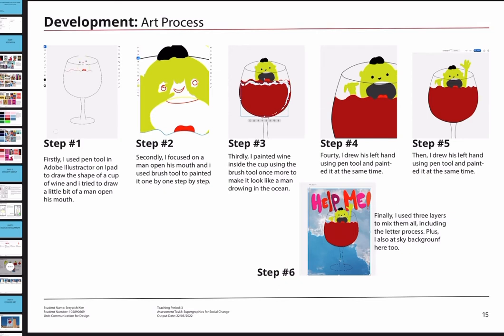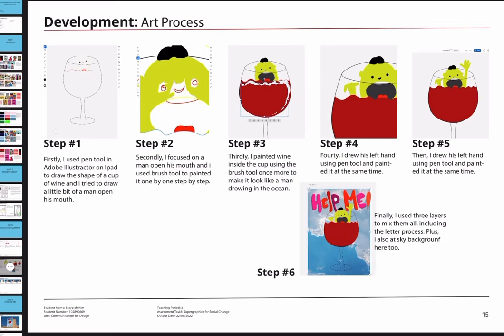Thirdly, I paint wine inside the cup using the brush tool one more time to make it look like a man drowning in the ocean, but using wine's color. Fourthly, I draw his right hand using the pen tool and paint it at the same time. Step 5 follows step 4, drawing and painting his other hand at the same time.